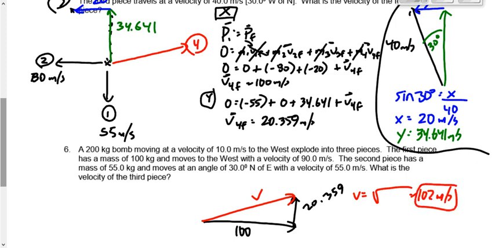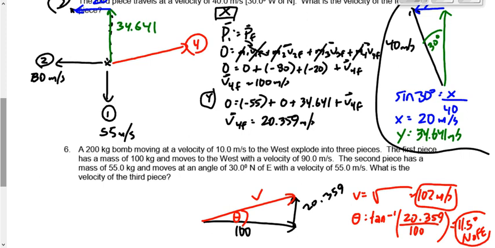This isn't grade 7, but you can find this. Grade 9, maybe grade 10. The inverse tan of opposite over adjacent. Oh, that's about, I'll do a lightning fast calculation in my head. 11.5 degrees north of east. Or I'll cheat and look at my sheet. 11.5 degrees north of east.